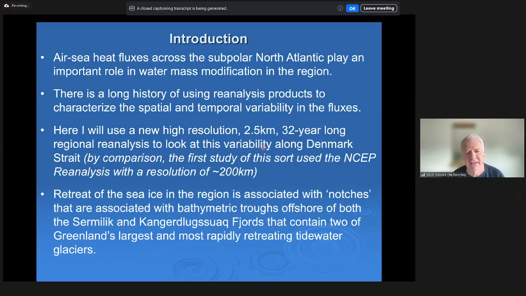And so as I'll talk about, the retreat of sea ice in these regions is associated with these notches offshore of these two big fjords. And we're interested in how these notches develop, how they're evolving over time, and what impact they have on the marine terminating glaciers.